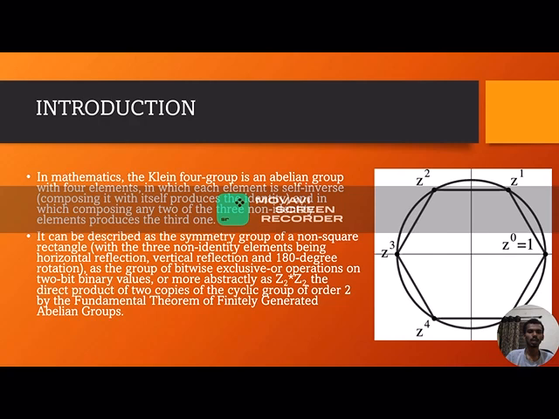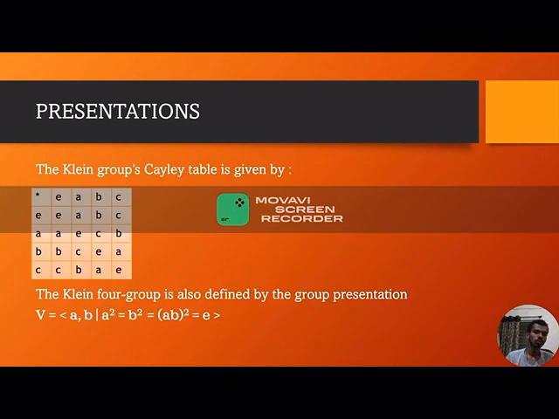The direct product of these two copies of the cyclic group of order 2, by the fundamental theorem of finitely generated abelian groups. The Klein 4 group's Cayley table is given by the representation below. The Klein 4 group is also defined by the group presentation V = ⟨a, b | a² = b² = (ab)² = e⟩.